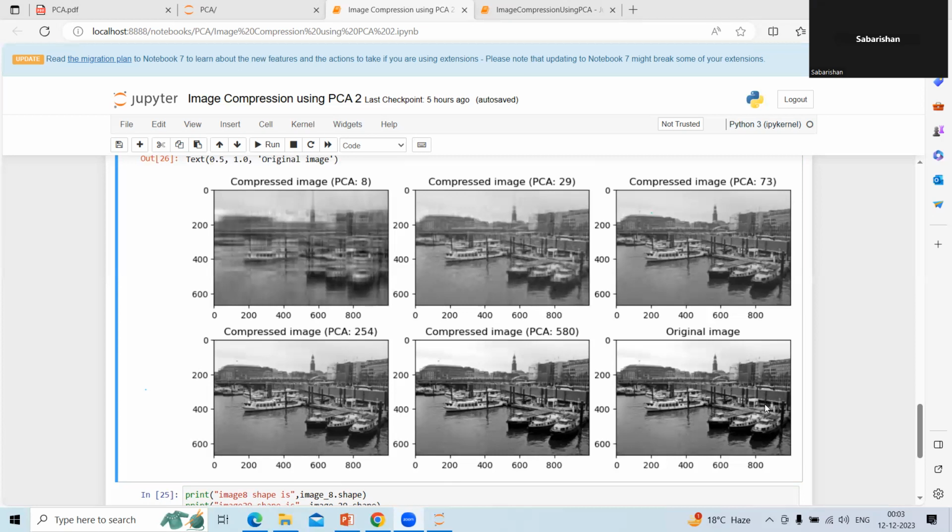Yes, I see. You see that, right? Even the naked eye can detect it. But the question is, do you need that clarity? No, we see, while transmitting, we will send with PCA 73, but while we restore the image, we will get back the original image. No, you won't.